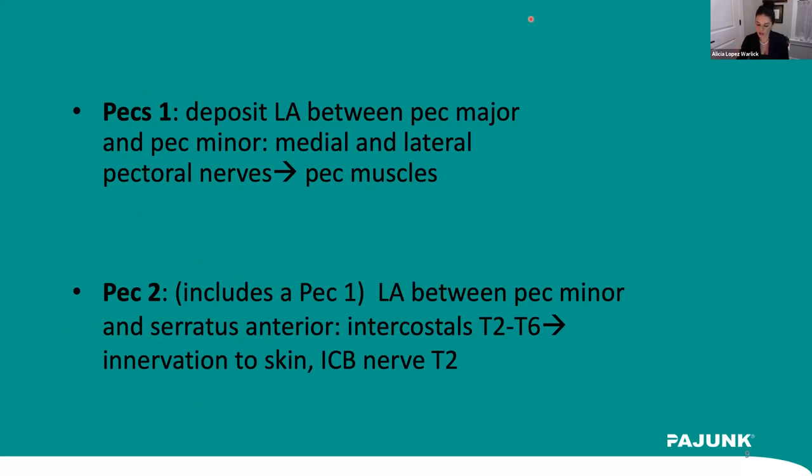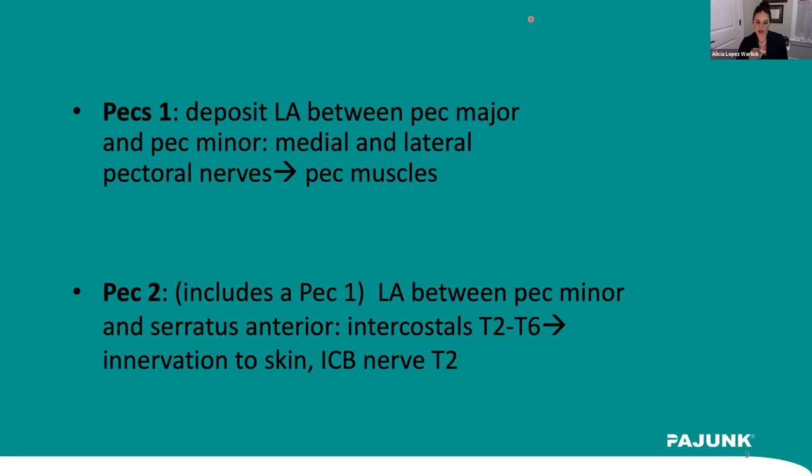What is the pectoralis nerve block? Well, it is depositing local in two spots, actually. The first spot is the PEX1, the nomenclature is PEX1 block, and that's depositing my local anesthetic between the pec major and the pec minor muscles. That anesthetizes the medial and the lateral pectoral nerves, and anesthetizes the pec muscles themselves. So anything that cuts through the pec muscle or stretches that pec muscle is going to be blocked by a PEX1, and I'll show you the images for that.